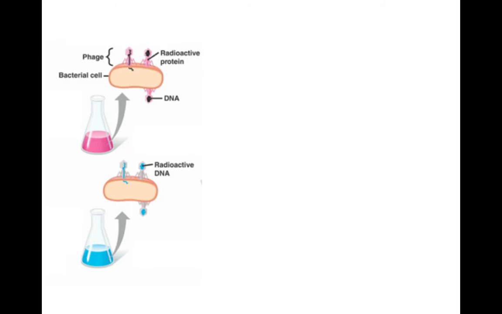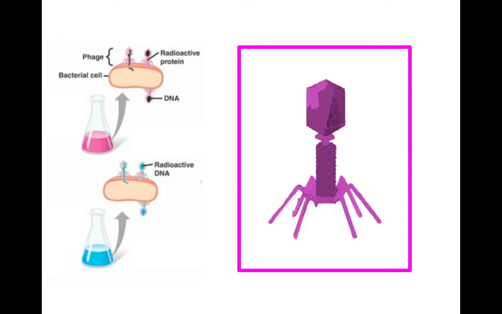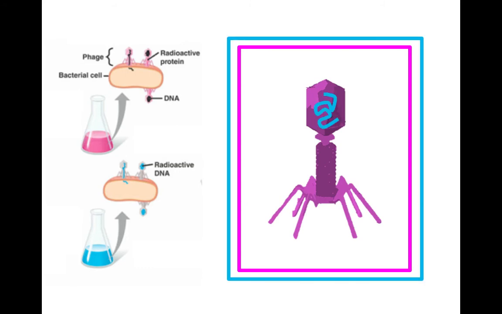So, for the first batch, which you will see above as this pink solution, what they labeled was actually the protein part of a virus. And viruses can look like many different things. This is the one that people tend to know the best, known as a bacteriophage. Basically, at this stage, you can consider that what they labeled was everything else but the DNA, which is held inside the head part of the virus, and it is marked with blue in this diagram.